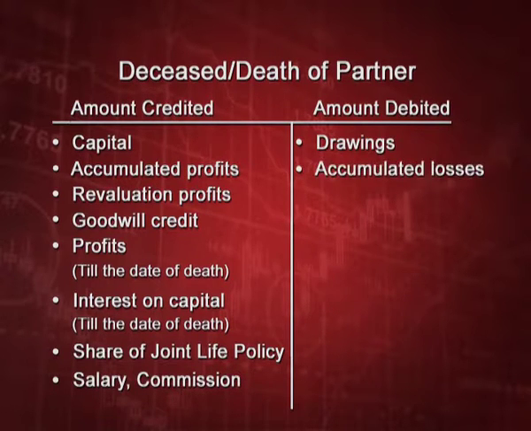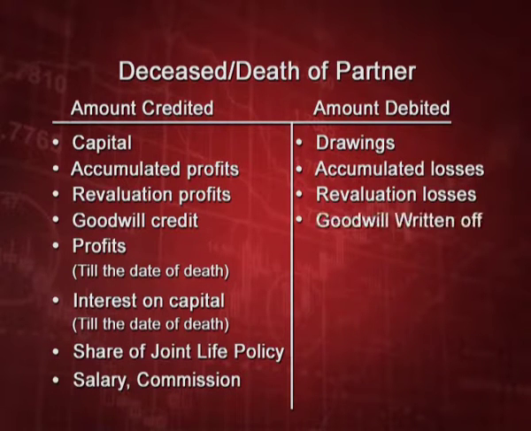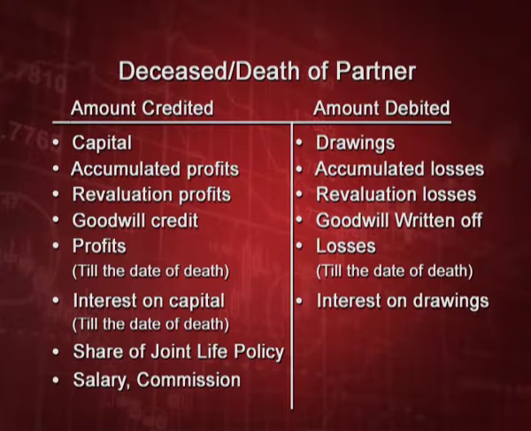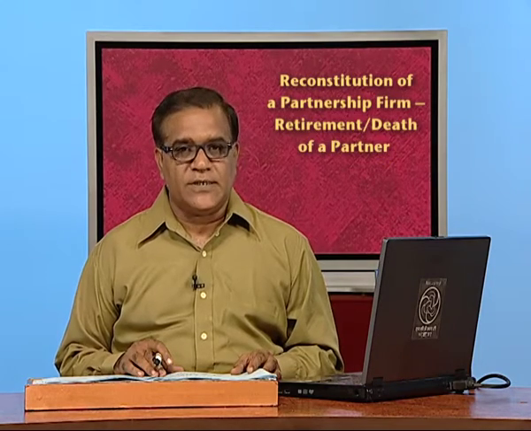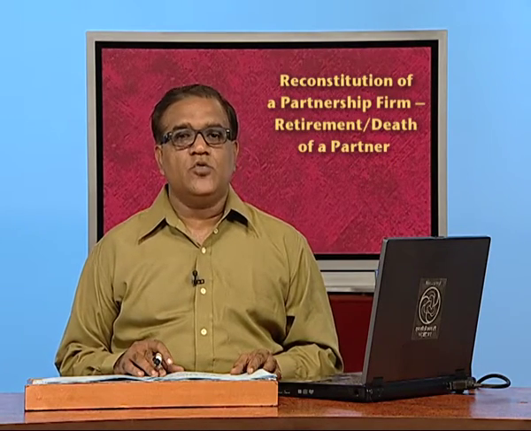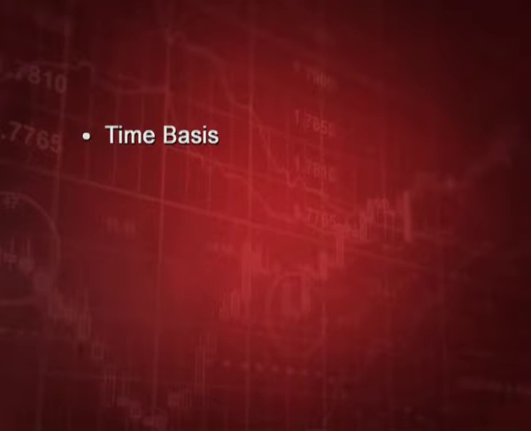What are the amounts to be debited to the partner? Drawings, accumulated losses, revaluation losses, goodwill written off. If existing goodwill is there, it has to be written off, and losses till the date of death, and interest on drawings. How to calculate profits till the date of death? There are two bases, first time basis and another is turnover basis.